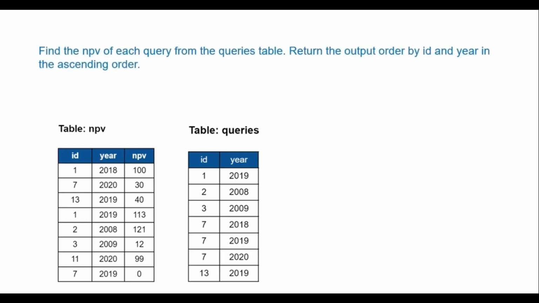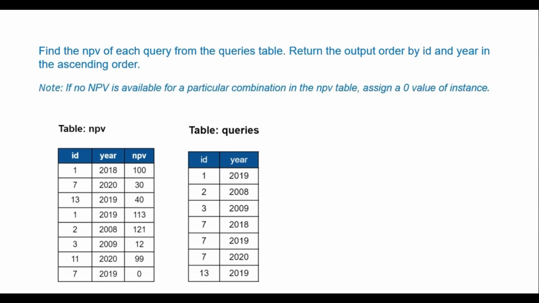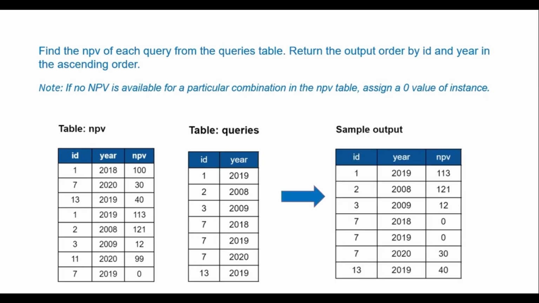And our task is to find the NPV of each query from the queries table, and we have to return the output ordered by ID and year in ascending order. It is also important to note that if no NPV is available for a particular combination in the NPV table, you have to assign a 0 value for that. So this is how your sample output looks.